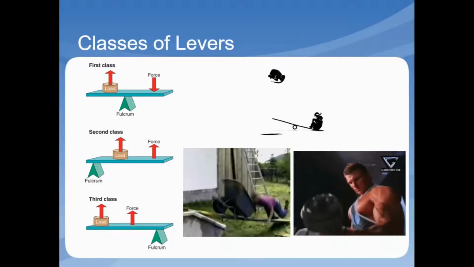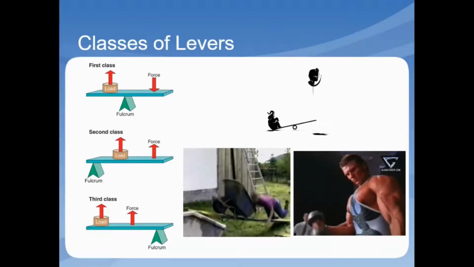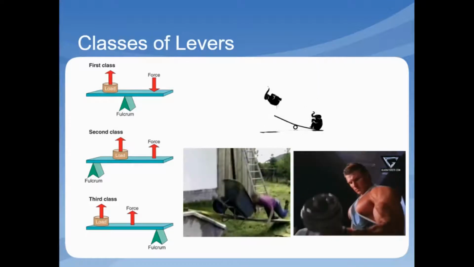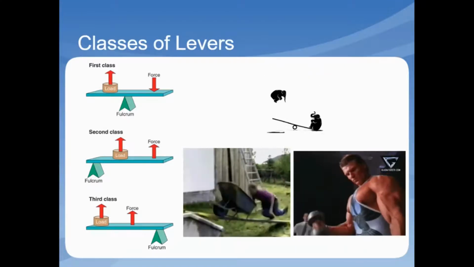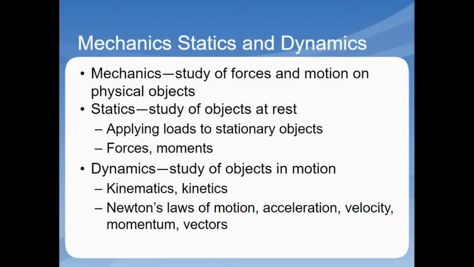And finally, the third class lever. Here, the force is between the fulcrum and the load. Mechanical advantage is reduced, but the movement at the load point is increased. Examples would be curling weights with your bicep, a pair of tweezers, or even using a push broom.